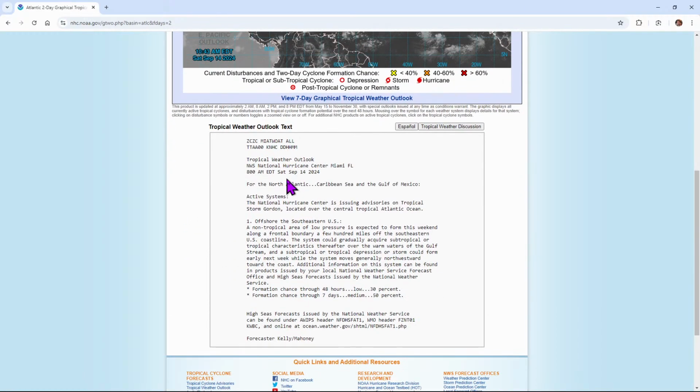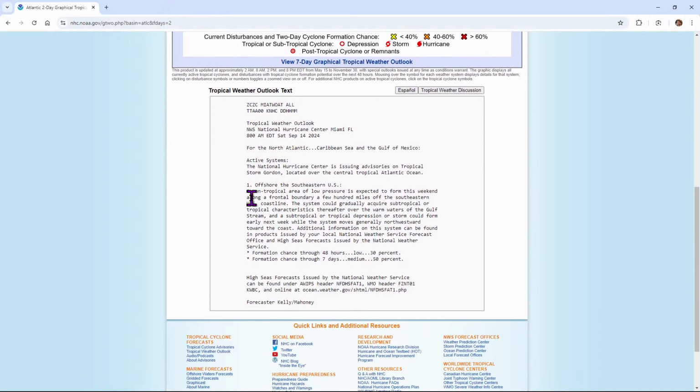Now, if you read the discussion here, it says a non-tropical area of low pressure is expected to form this weekend along the frontal boundary that we just saw, a few hundred miles off the southeastern U.S. coastline. The system could gradually acquire subtropical or tropical characteristics thereafter over the warm waters of the Gulf Stream.